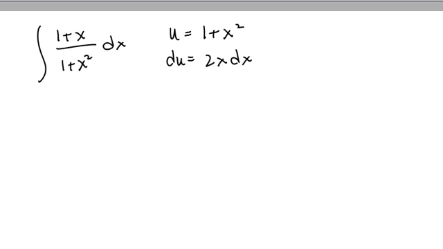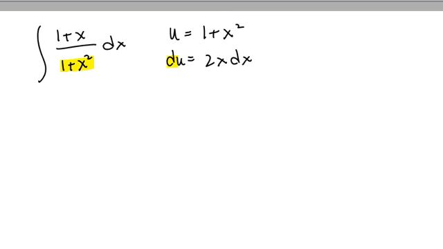So this one is quite a challenging question, and don't be too discouraged if you didn't get it. I'm hoping that you'll learn something from the solution. In my first guess on this, I would have said, all right, let u equal 1 plus x squared.